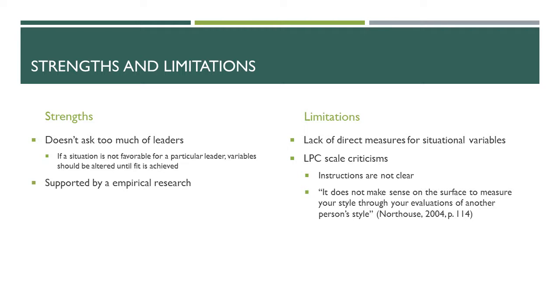One limitation of the contingency theory is the lack of direct measures for situational variables. So although the situational variables are valuable, there is no specific way to measure these variables. Fiedler did not outline how to go about doing that. There was no tool developed for this piece of his theory.